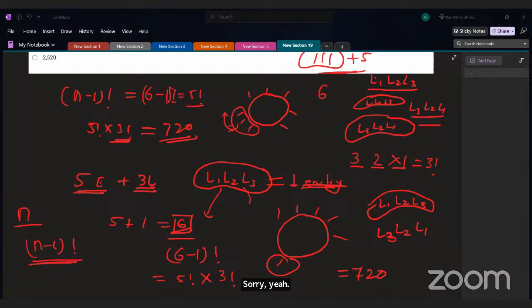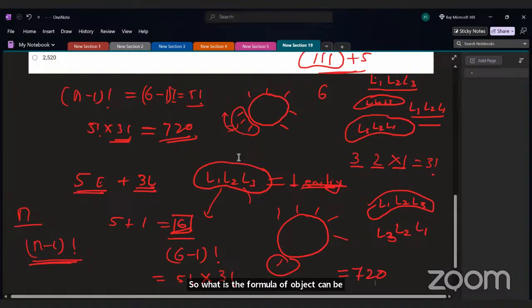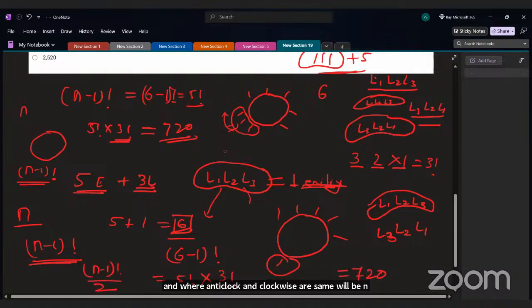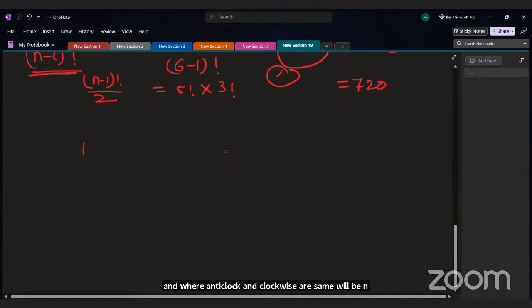What is the formula for objects arranged in a circle? The formula to arrange n entities around a circular table where anticlockwise and clockwise are different is n minus 1 factorial, okay? And where anticlockwise and clockwise are the same, it will be n minus 1 factorial by 2, okay?